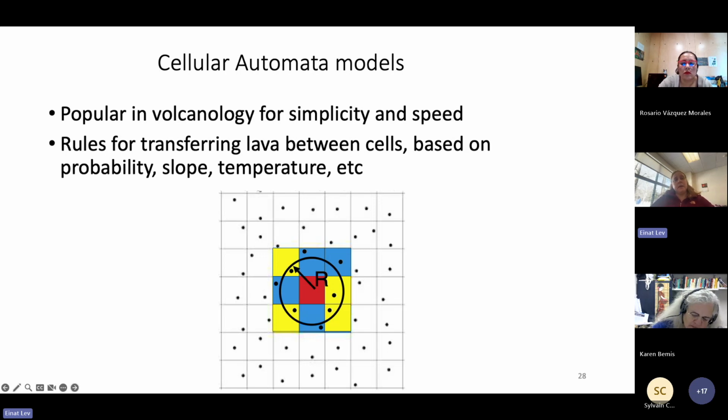The next class up, cellular automata models, are popular in volcanology because they're very fast and very simple. You can understand fairly intuitively what's happening. You have a cell with a thickness, and then based on the slope to the cells around it, that's how you distribute the thickness and temperature.